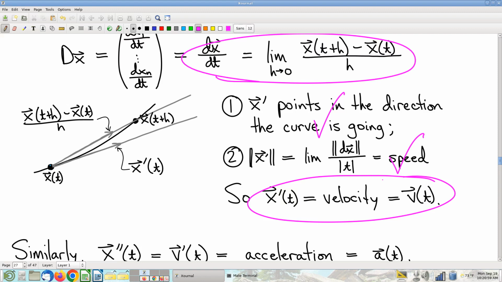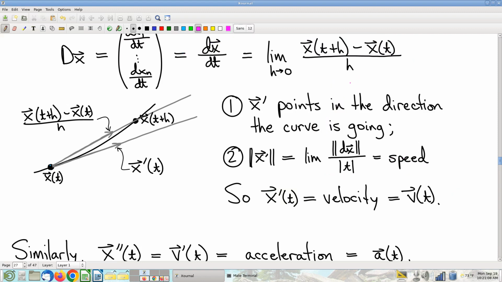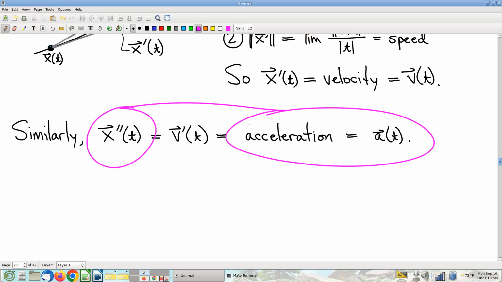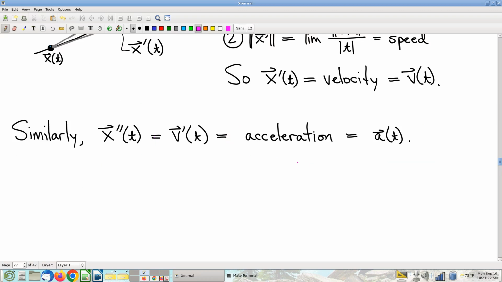So there you go. Again, I kind of waved my hands at this last time, but there's a more detailed discussion: the derivative of position with respect to time is velocity. Okay. Now, similarly, the second derivative is acceleration. And again, I think that's not news. Looks very familiar, I hope.